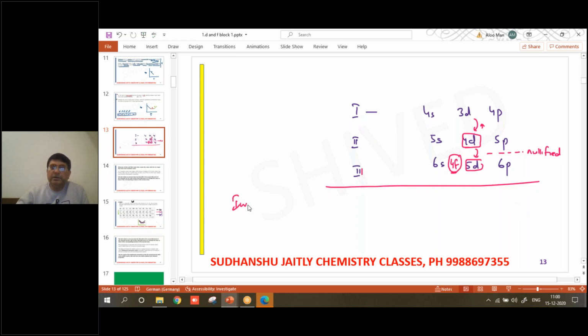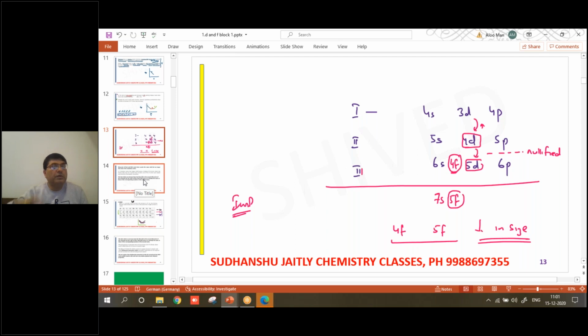This results in one more important phenomenon. As you go down, the 5S, sorry, my mistake, I am correcting it, the 7S and 5F will be there. The poor shielding of 4F and 5F, 5F's shielding will be even poorer because its size has become bigger, is going to result in 4F and 5F elements showing a decrease in size, respectively called lanthanide contraction or actinide contraction. We will do that also now.